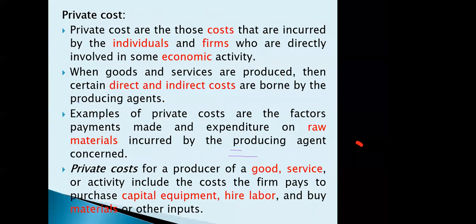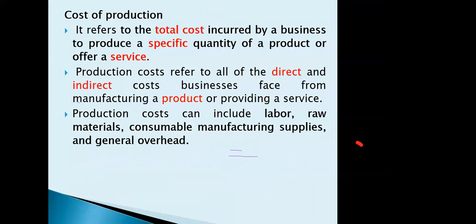ओके. Now, what is meant by cost of production? So, do you understand the production function किसको बोलते हैं? What is the production function? So, production function refers to the input output relationship. It is the relationship between input and output. Input means your resources like land, labor, and capital, and output is your total quantity.